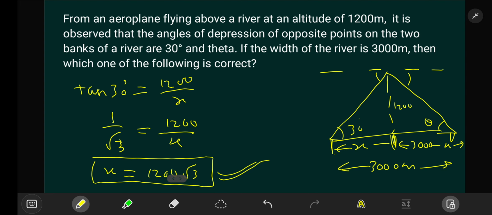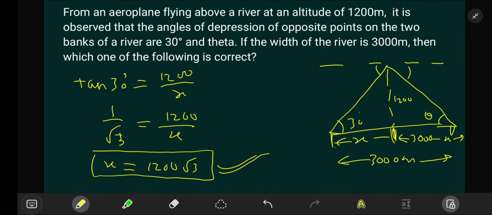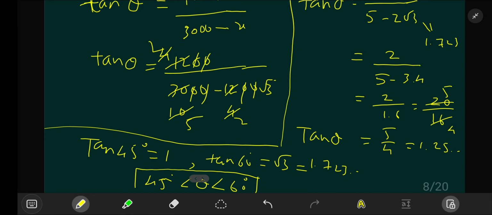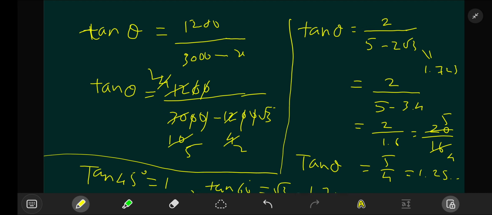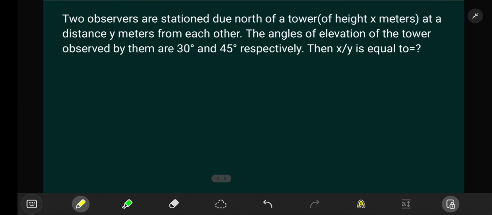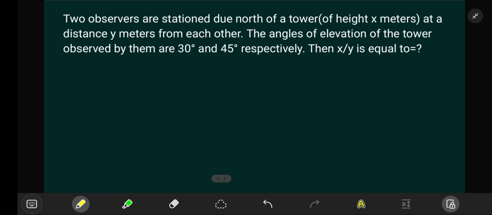They are asking the theta value. Theta value is not absolute, so its range can be found. So with the equation we have found the range of the theta value. Theta is in between 45 degrees to 60 degrees. Now let's go with the next question.